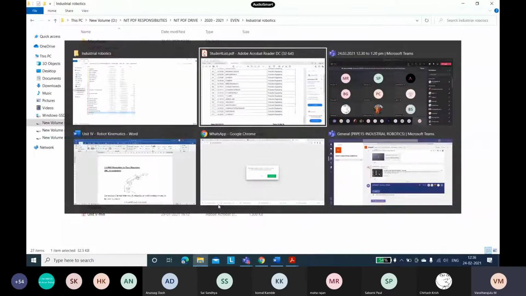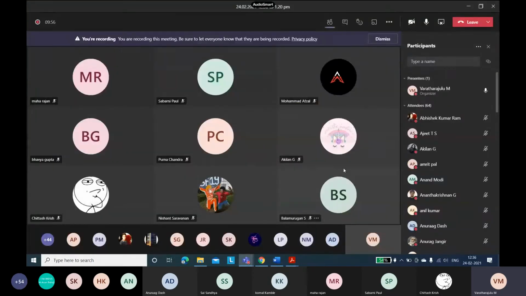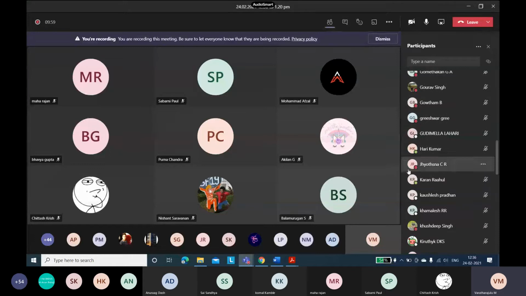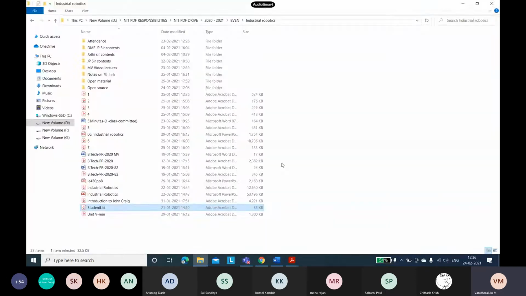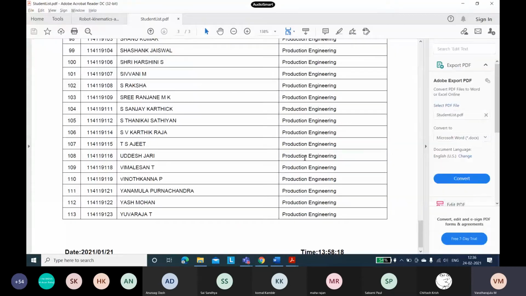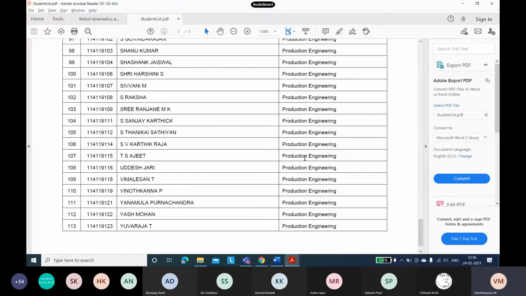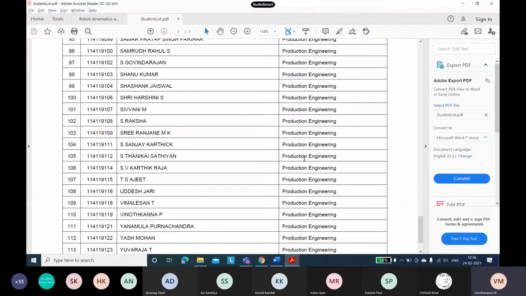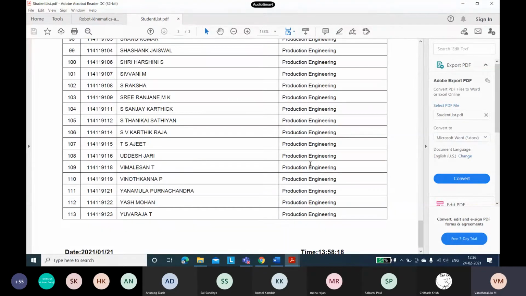I think anyone joined? Good afternoon, sir. Yes, good afternoon. Who's this? Yuvraj, sir. Tell me your name. Yuvraj, roll number 123. Yes, very good. Others, please also join with us till the end, from 107 to 123.